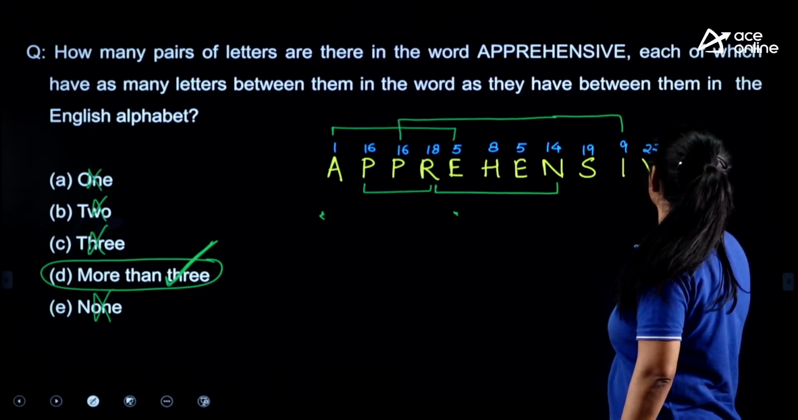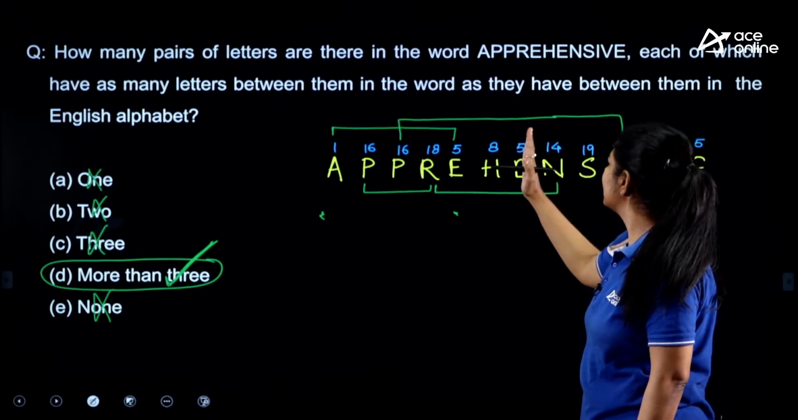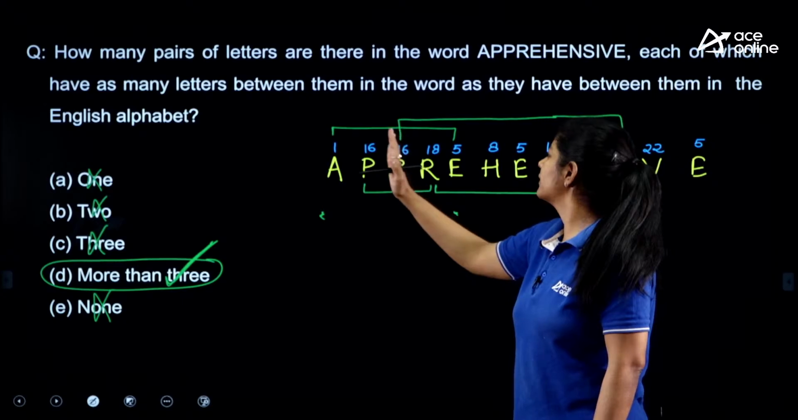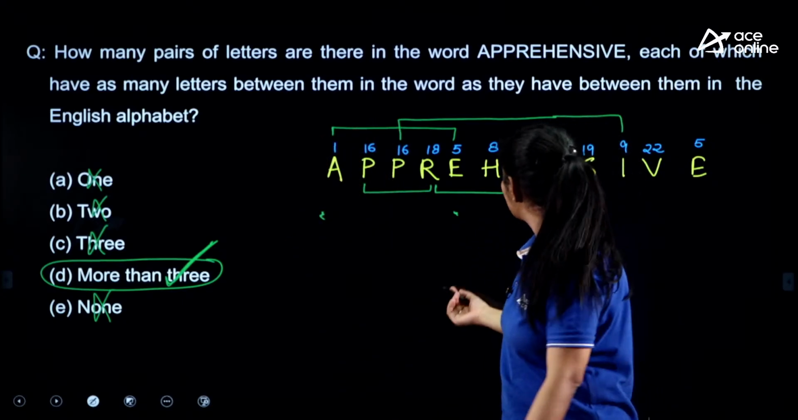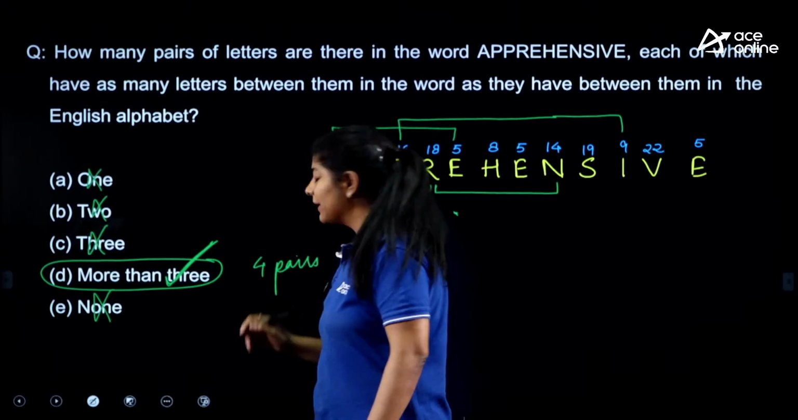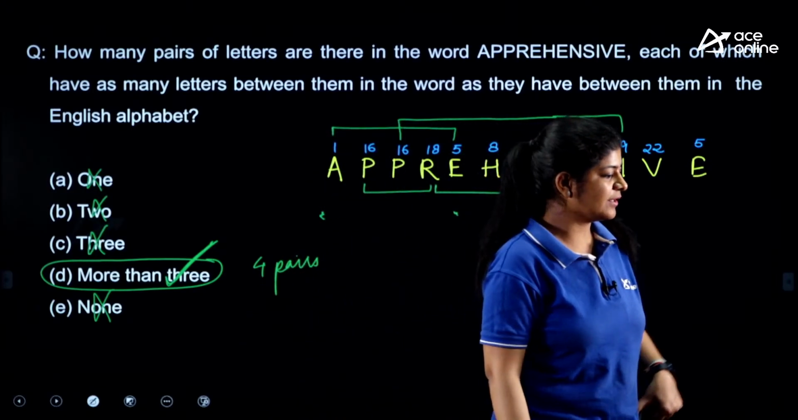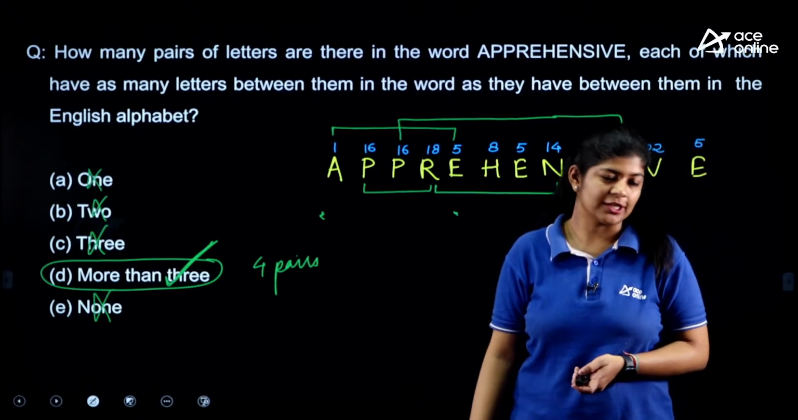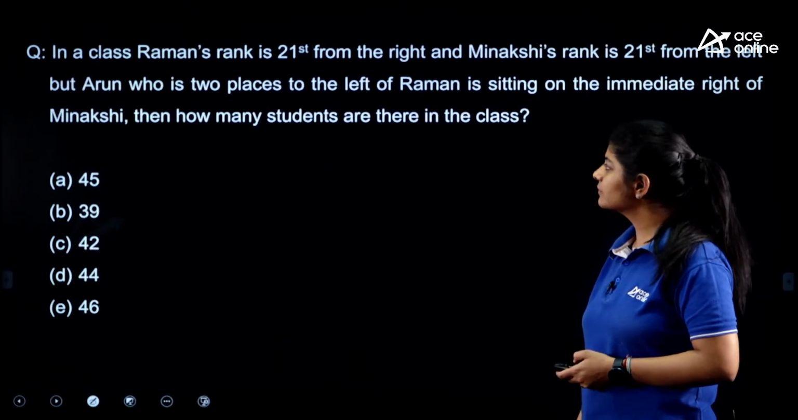22, no point. 5, 6, 7, 8, 9, 10, 11, 12, 13, 14, 15, 16. So how many pairs are we having? In total we have 4 pairs over here. Very good Chandrasekhar, right? Next.